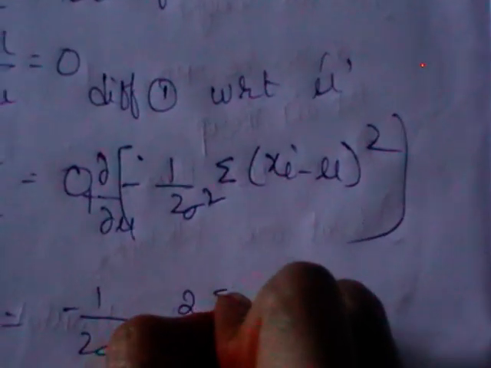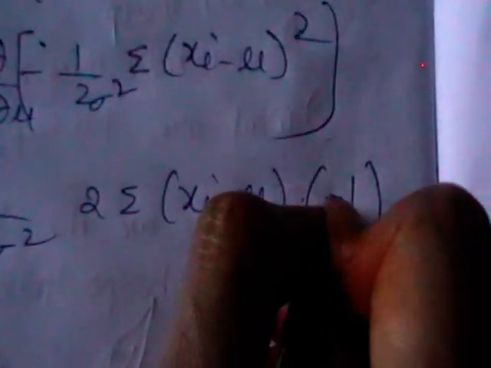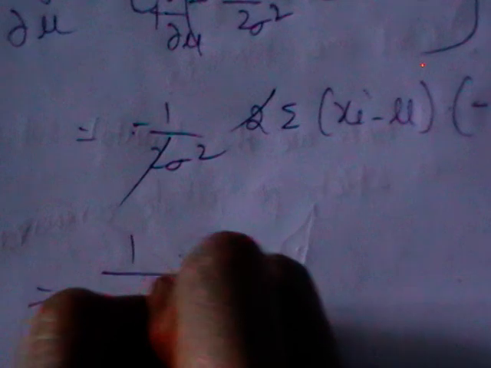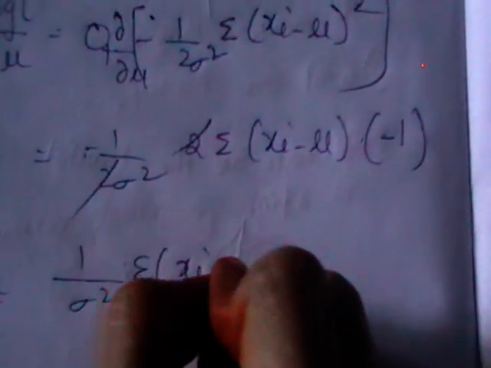The derivative of the first term is 0, so we take dou by dou mu of this term. So, minus 1 by 2 sigma square. It is in the form of x square, so 2 sigma xi minus mu into the mu derivative, which is minus 1. So, minus into minus becomes plus. These two will cancel. So, you will get 1 by sigma square sigma xi minus mu.